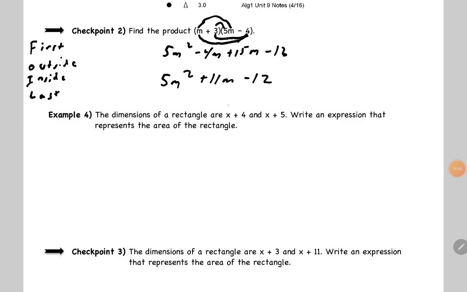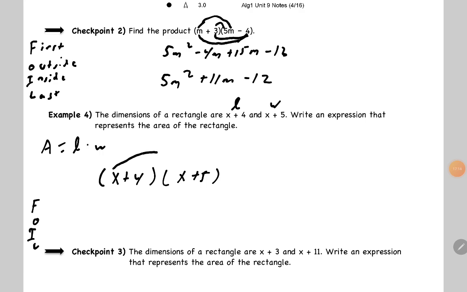The dimensions of a rectangle are this. So this is length, and this is width. Write an expression that represents the area of the rectangle. So remember, area is length times width. So what they're trying to do here is we have x plus 4 times x plus 5. So they want us to FOIL.